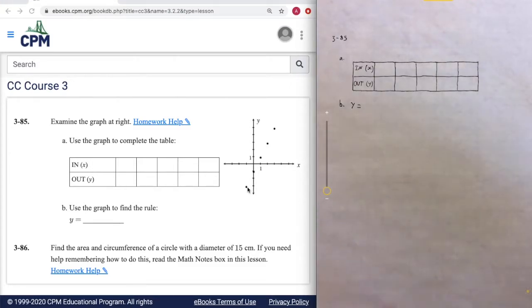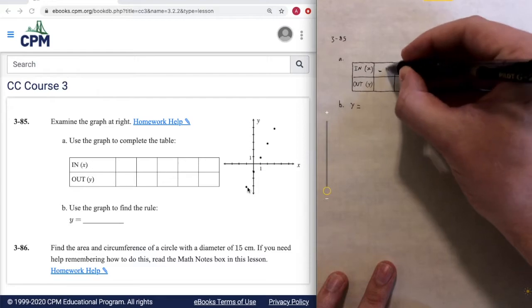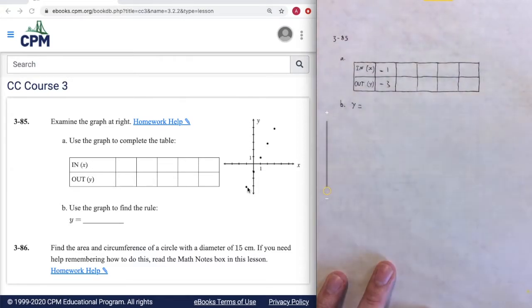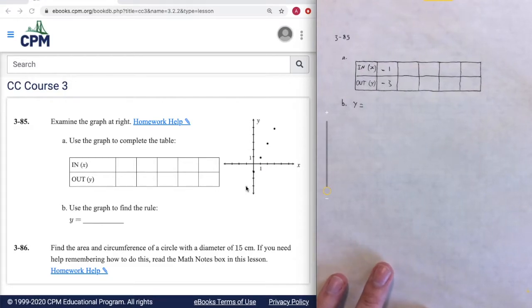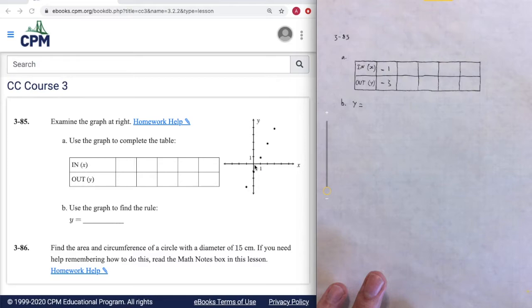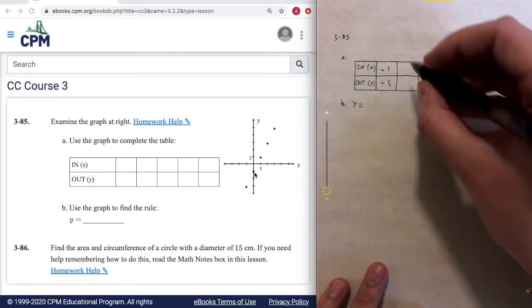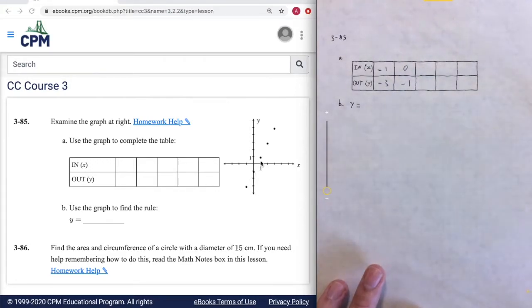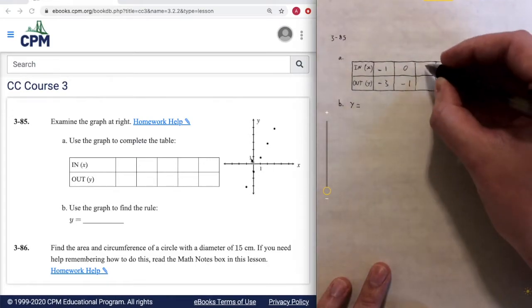So in our table, we can just write -1, -3, and this corresponds to this point here. So we've put in its coordinates in the x and y. Next point here is at 0 x and at -1 y. Next one is at 1 x and at 1 y. We do 1, 1.